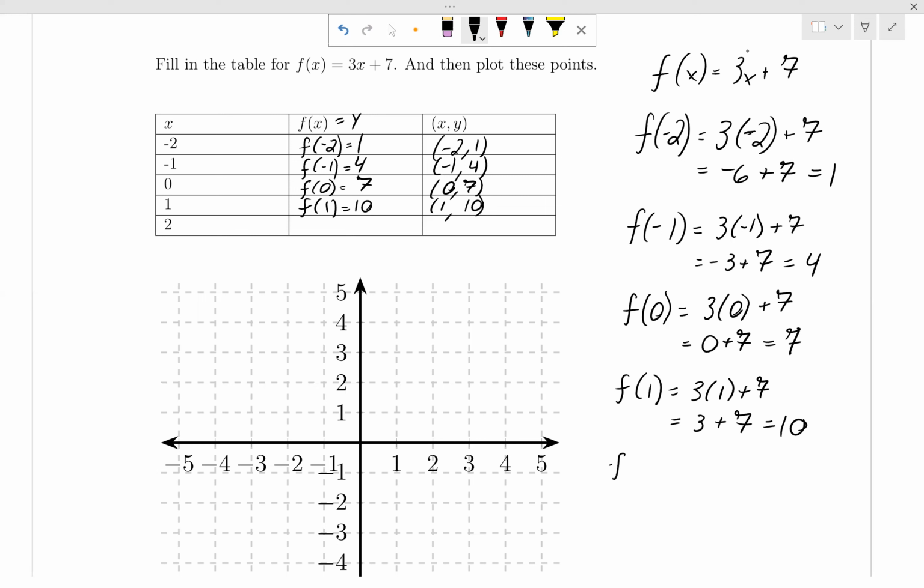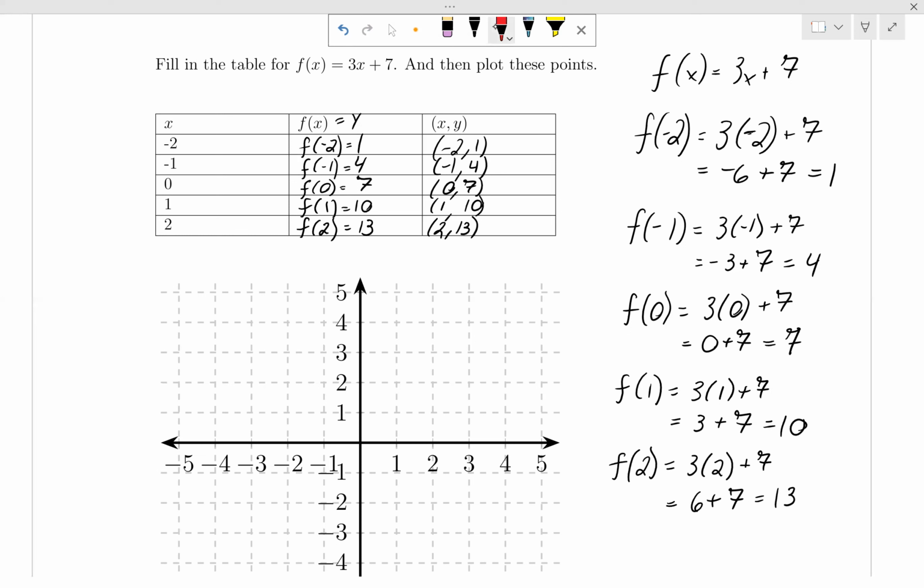And then we do our last one, f of 2 is equal to 3 times 2 plus 7, which is 6 plus 7, which is 13. So f of 2 is equal to 13, and we get the point 2, 13.